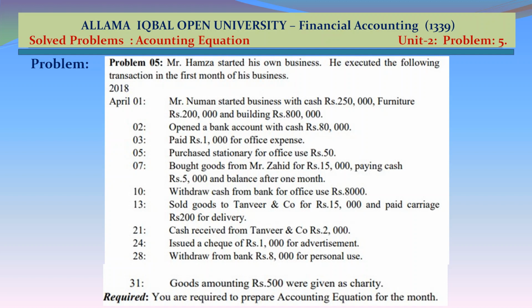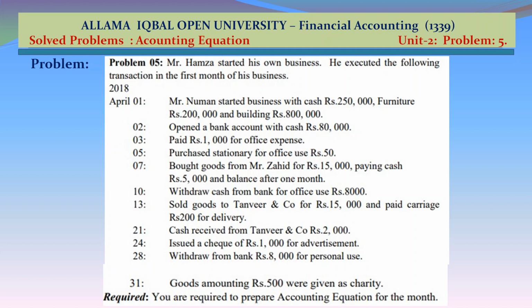April 2. Opened a bank account with cash 80,000. April 3. Paid 1,000 rupees for office expenses. April 5. Purchased stationery for office use rupees 50. April 7. Bought goods from Mr. Jahid for rupees 15,000, paying cash rupees 5,000 and balance after 1 month. April 10. Withdraw cash from bank for office use 8,000 rupees.